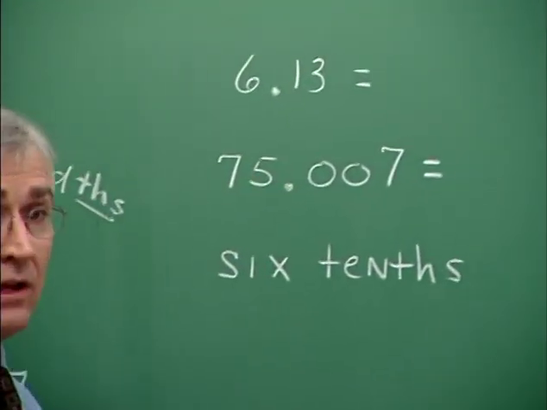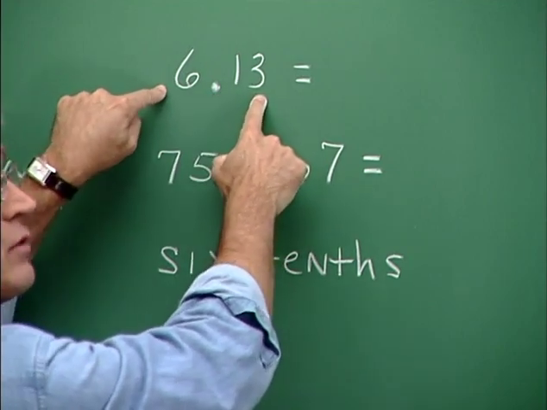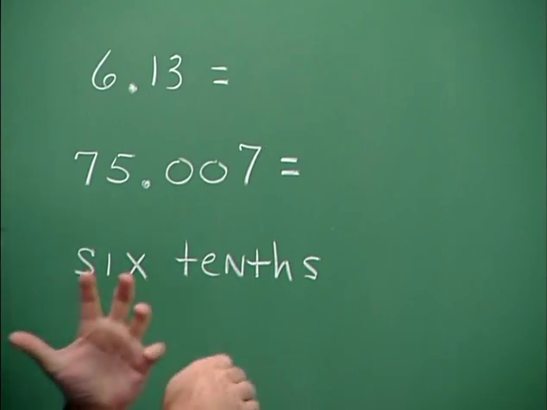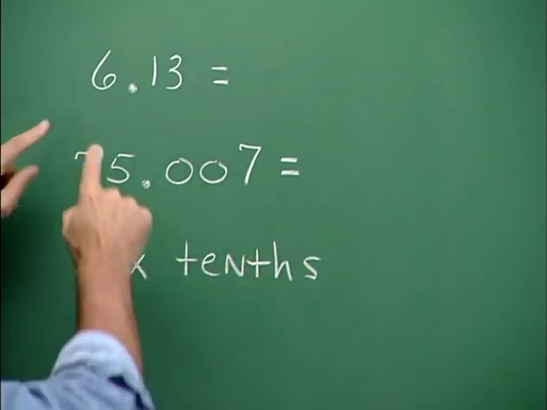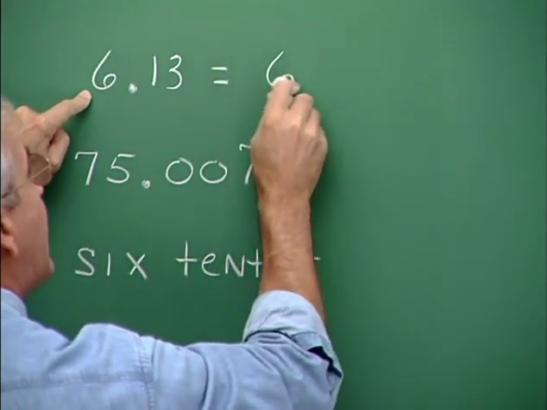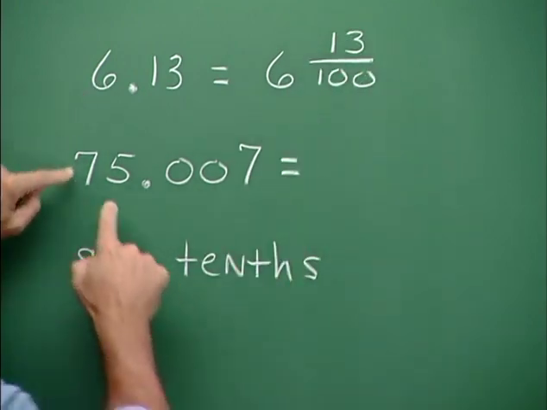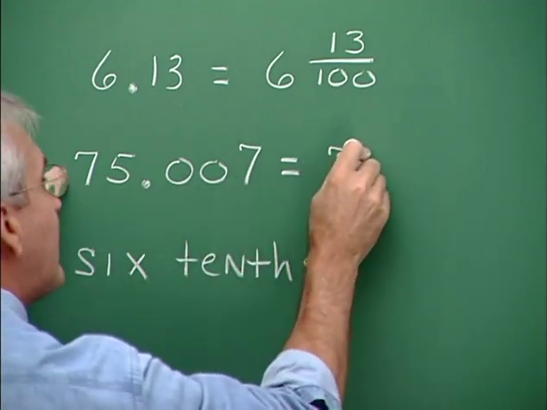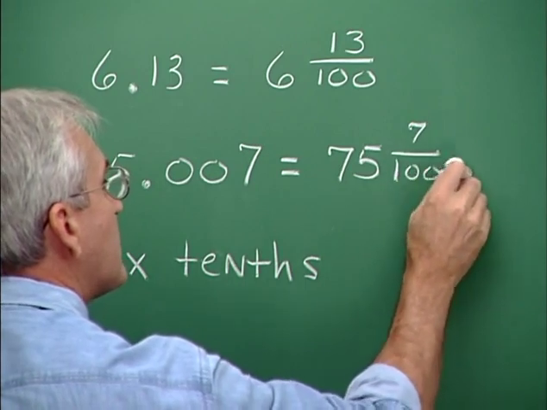Let's go the other way. Let's change this into a mixed number. We have 6 and 13/100. Now, if you just read a decimal properly and write it as you understand it as a mixed number, then you'll have no problem with this. 6 and 13/100. 75 and 7/1000.